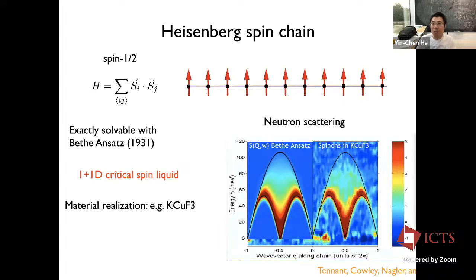Okay, so let me start with something very simple that everyone is familiar with. That is this spin 1/2 Heisenberg chain, which I also talked about last week during my lecture. We know that this spin 1/2 Heisenberg chain is exactly solvable, and its ground state is a critical phase of a conformal field theory. People usually call it the 1+1D critical spin liquid. There are experimental materializations, and there are also very nice experiments showing almost perfect agreement with theoretical results. It's a very nice example of a critical spin liquid, and there are many ways for people to describe this critical spin liquid theoretically.